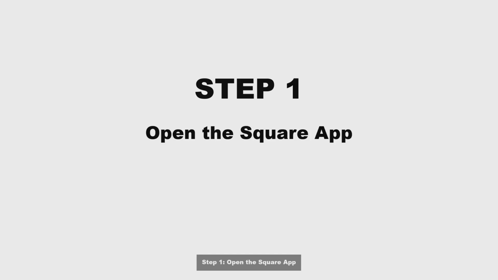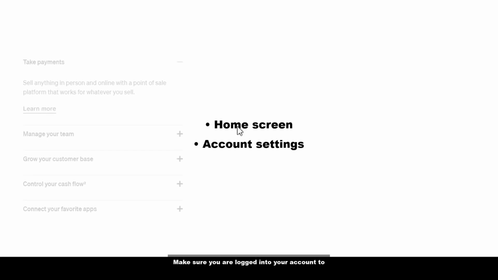Step 1. Open the Square app. Launch the Square app on your mobile device. Make sure you're logged into your account to access your settings.